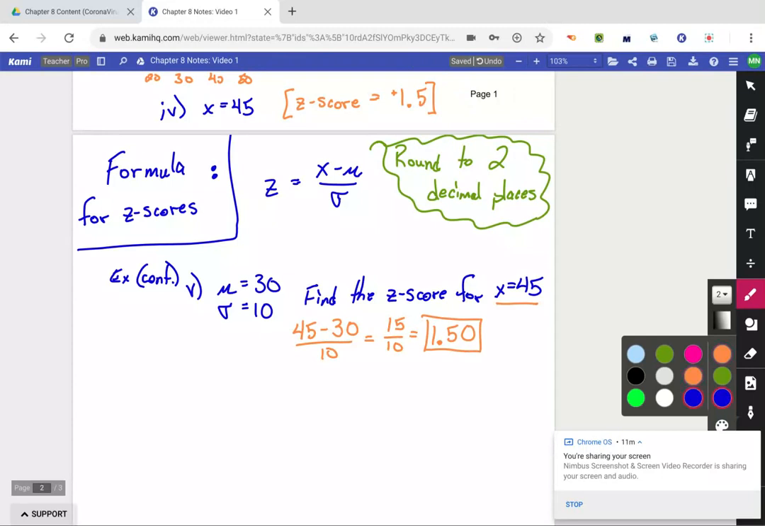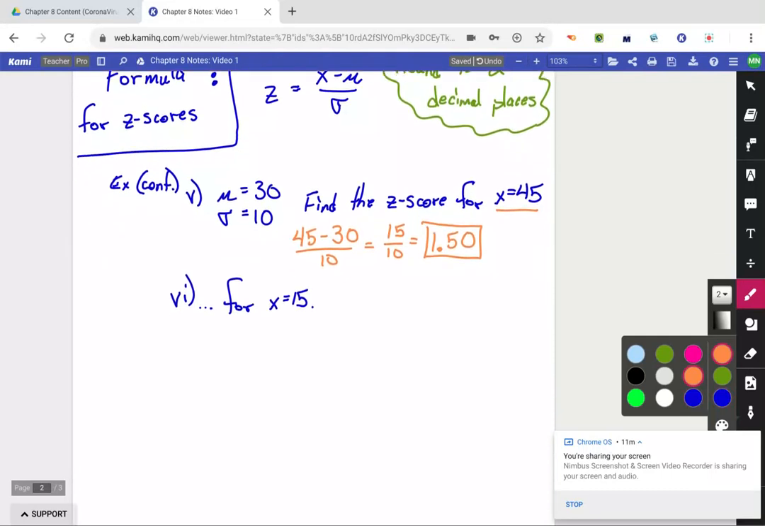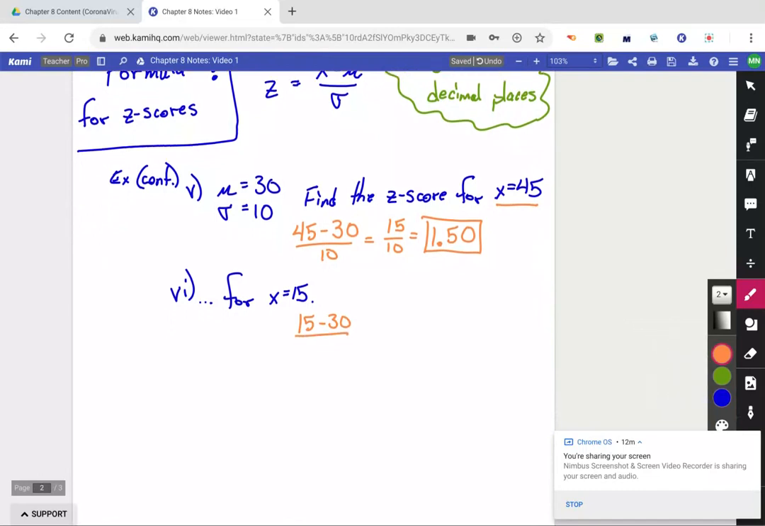Let's try a bit of a more gross one maybe. So example 6, and then I've got maybe one more. So how about for x equals 15? Same data. What's the z-score for x equals 15? So for this one, you would take 15 as your value for x. To find out how far it is from the mean, you would do 15 minus 30. I'm just using this formula at the top. And then divide by sigma, which is still 10. So that is now negative 15 over 10.